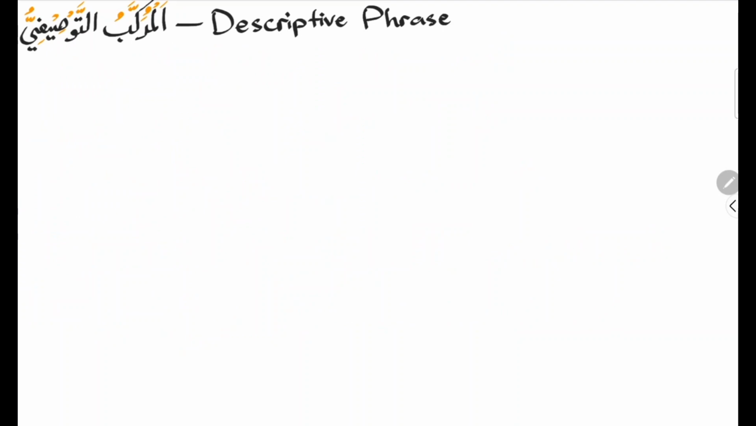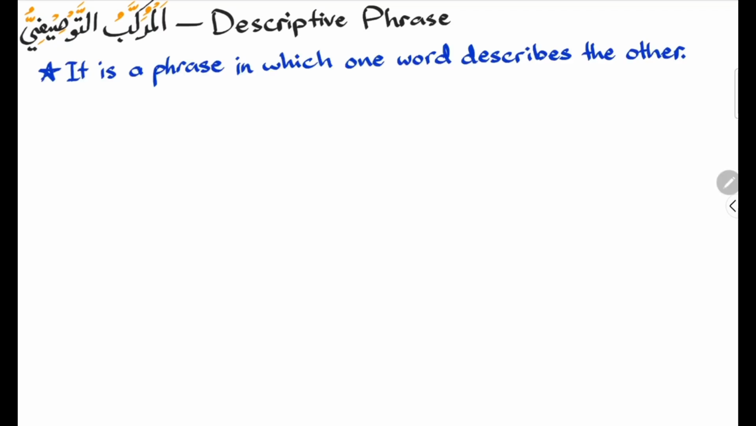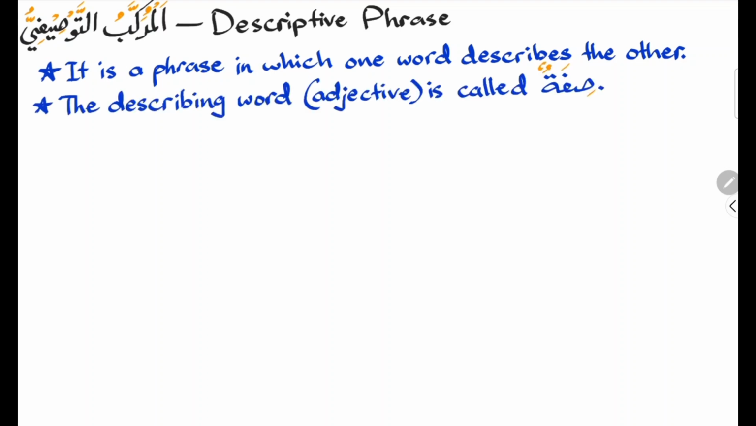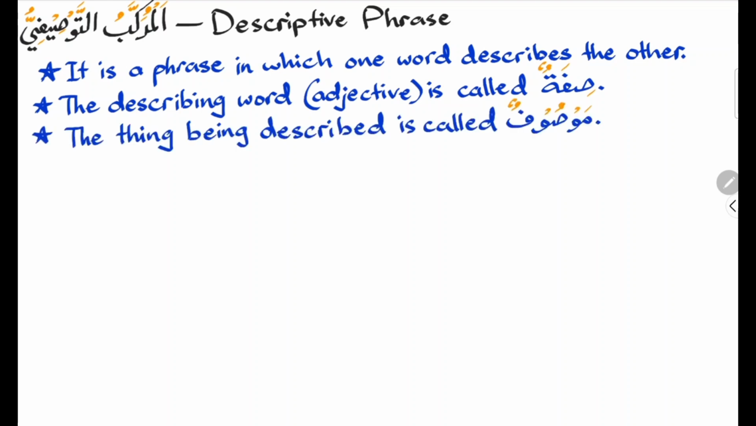Al-murakkabu tawsifi means descriptive phrase. What is a descriptive phrase? It's a phrase in which one word describes the other. The describing word or adjective is called sifa. The thing being described is called mawsuf.